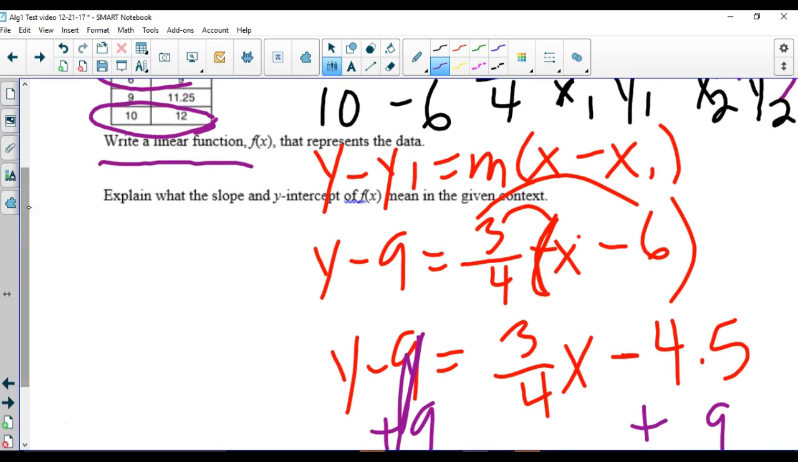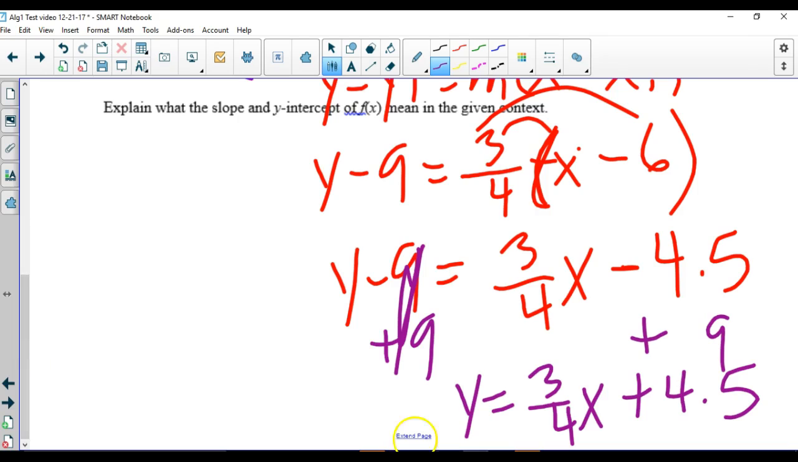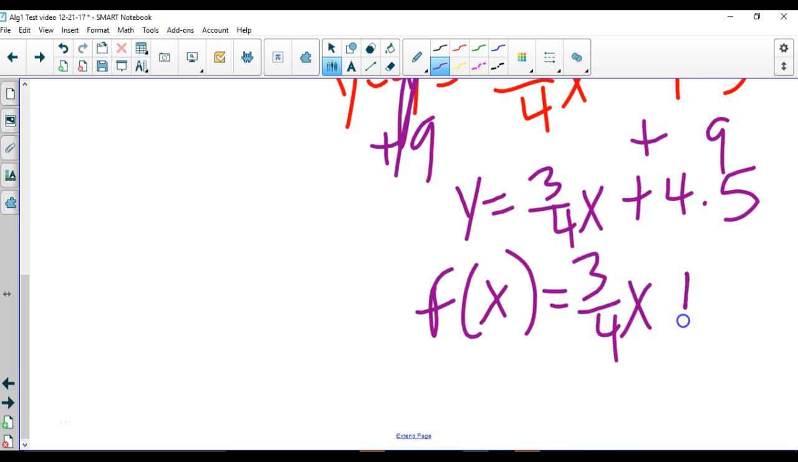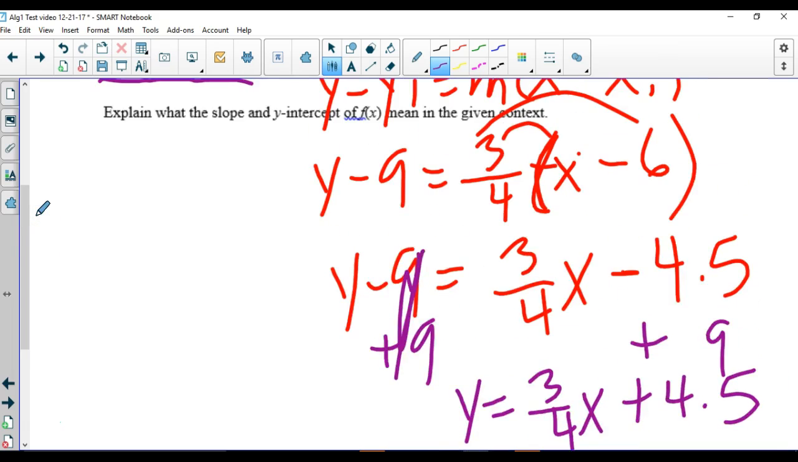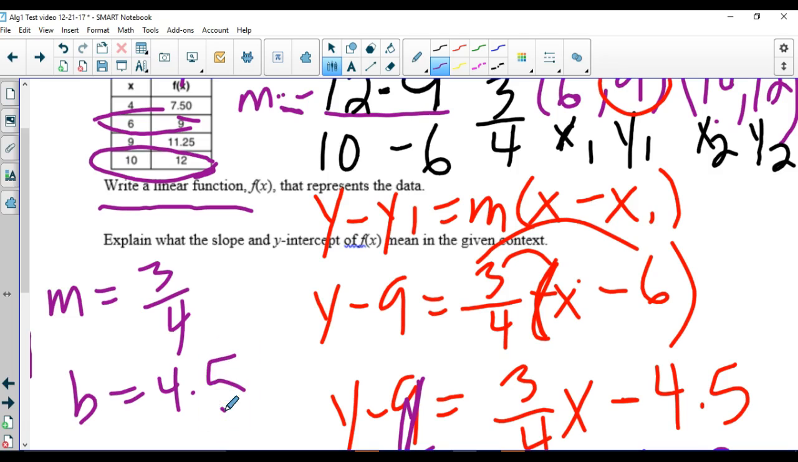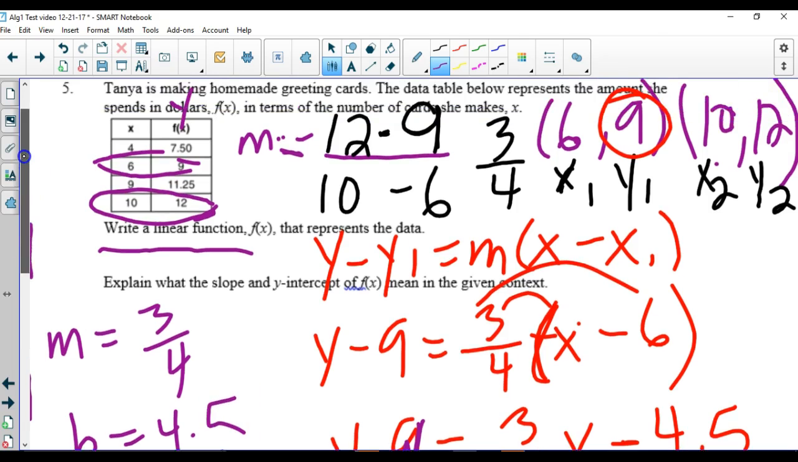But the question asks you for f of x. So all I'm simply going to do is change my y into f of x. Okay, equals 3 over 4x plus 4.5. And again, the reason I changed it is because it asks for f of x, which is also y. So the question reads, explain what the slope and y-intercept of f of x means in this given context. So I know my slope was 3 over 4. I know my y-intercept or b was 4.5. So I'm going to look at the context and see what this means.